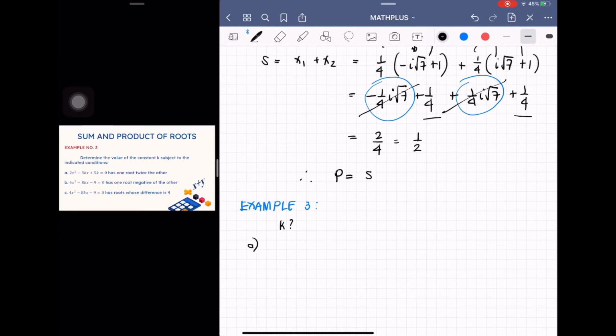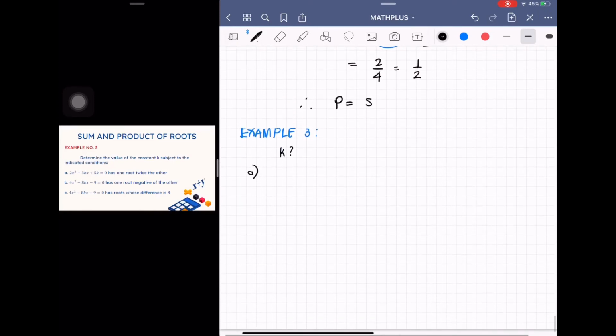So in letter A, we're being asked to solve for k in the equation 2x squared minus 3kx plus 5k equal to 0, which has one root twice the other. That means one of the roots, let's say x sub 1, is equivalent to twice the other, so that's 2 times x sub 2. For this kind of question, I suggest that you use either the product of the roots or the sum of the roots as your working equation, okay?